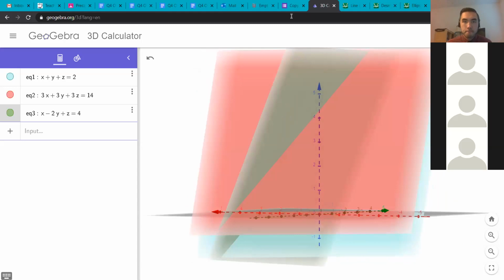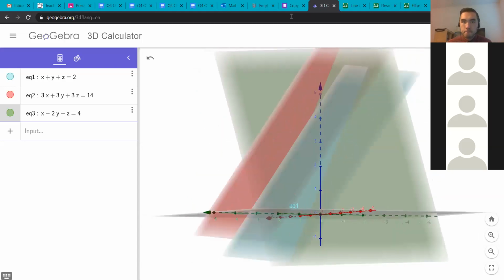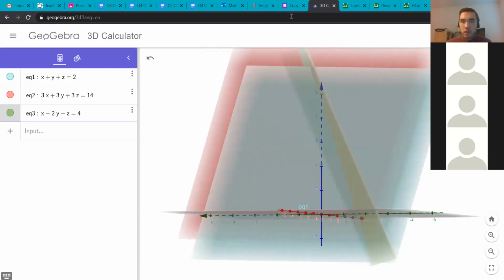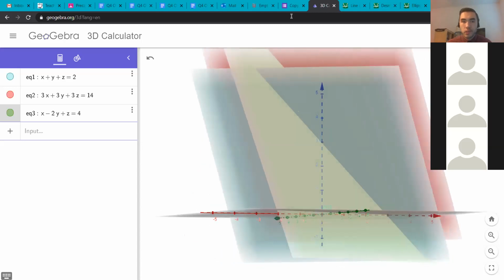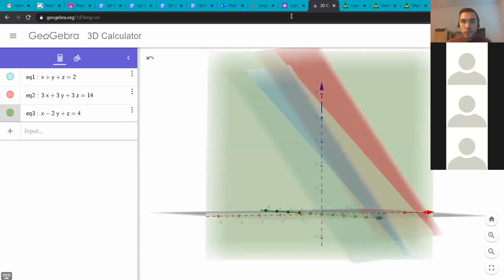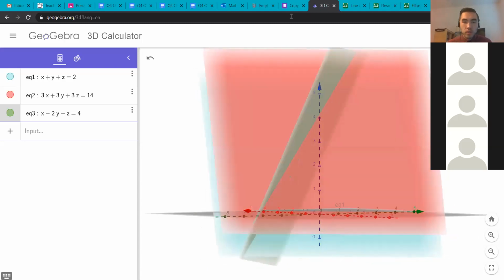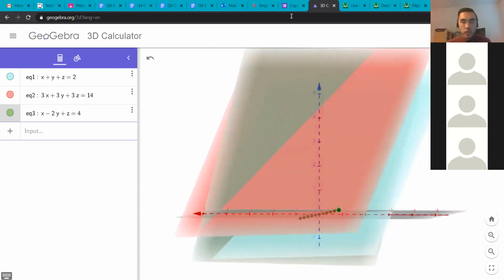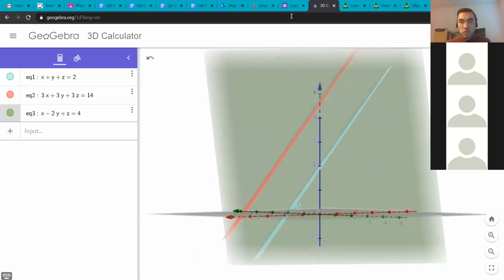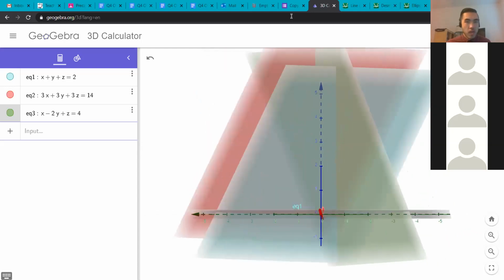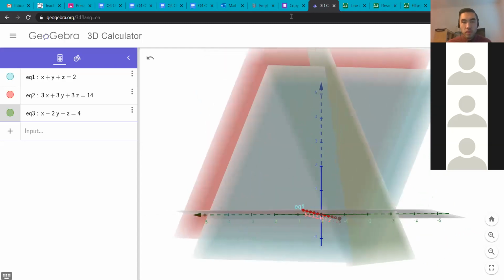Mr. Robinson, it's no solution because it's parallel? It's no solution because it's parallel, yeah. The solution to a system of equations is a location where all three of the equations intersect. And because two of these equations don't intersect, there can't be a place where all three of them intersect.